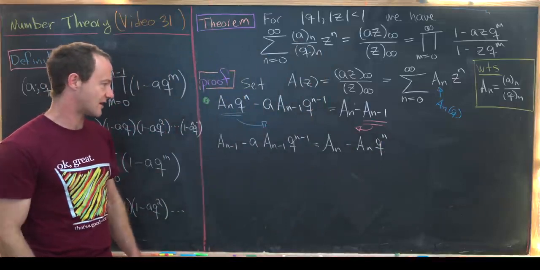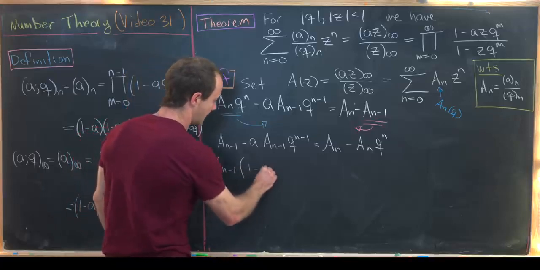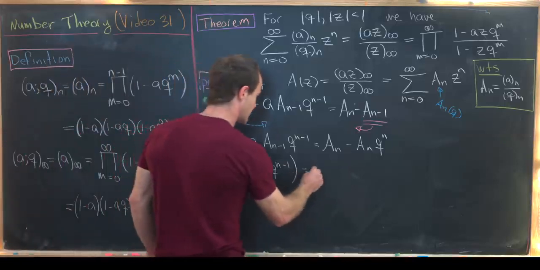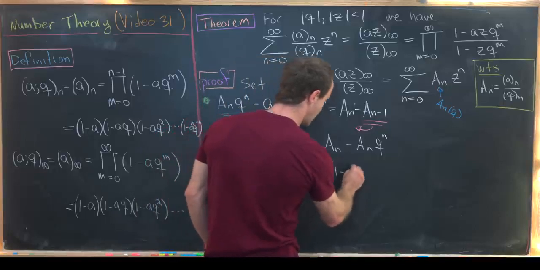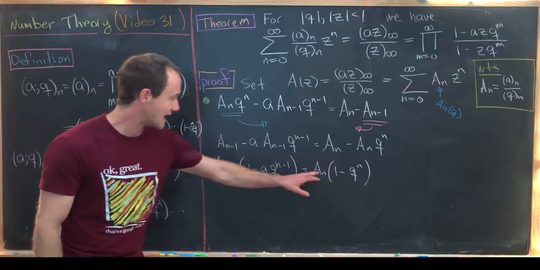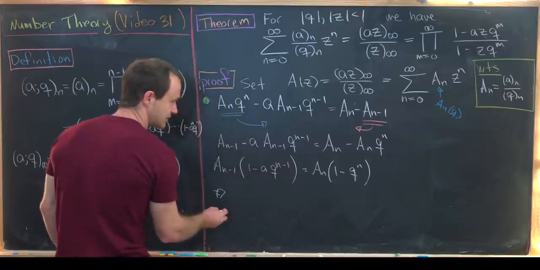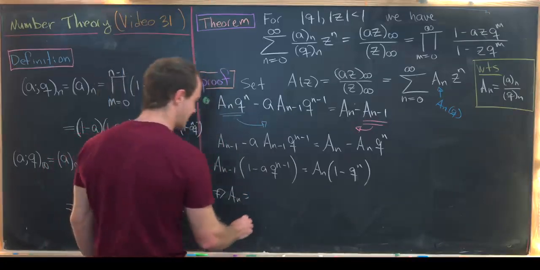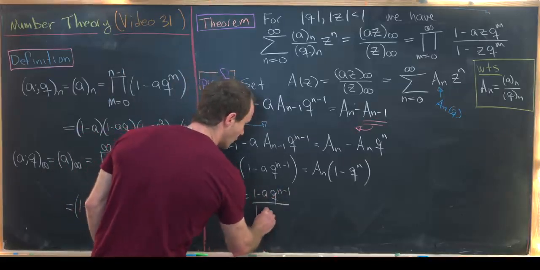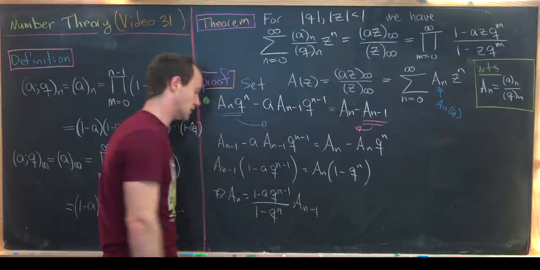Now let's factor some stuff out as we can. So here we'll have a sub n minus 1, then we'll have 1 minus a times q to the n minus 1. Okay? And then over here we'll have a sub n and then 1 minus q to the n. Let's see, where can we go from here? Now we can write a sub n in terms of a sub n minus 1, which is super nice. So notice that a sub n can now be written as 1 minus a times q to the n minus 1 over 1 minus a q to the n, times a sub n minus 1.